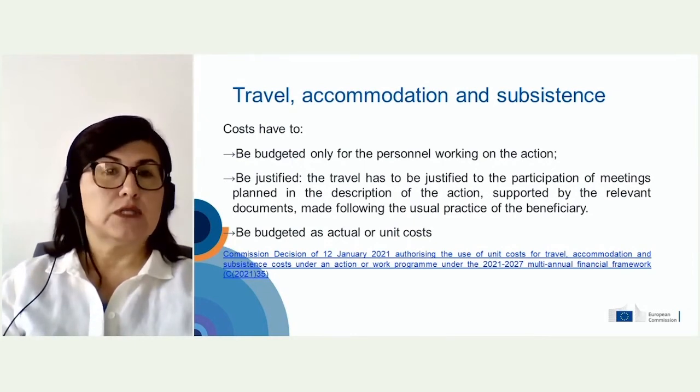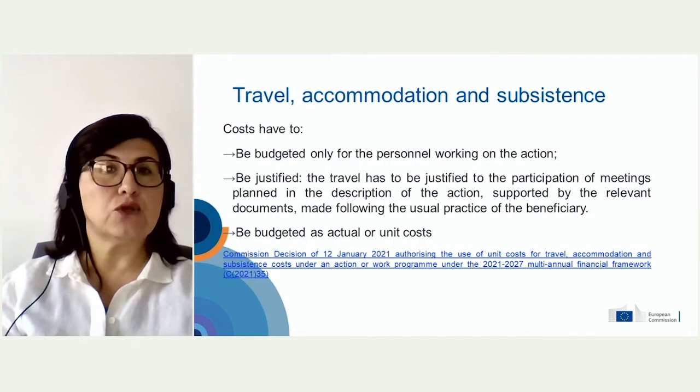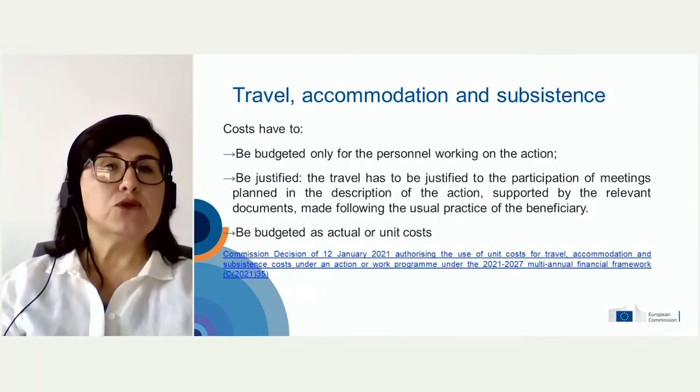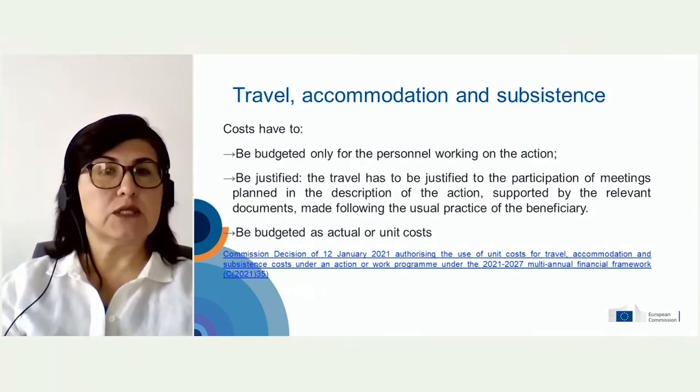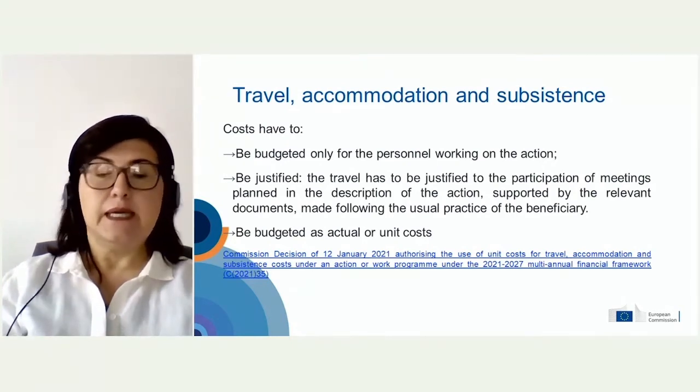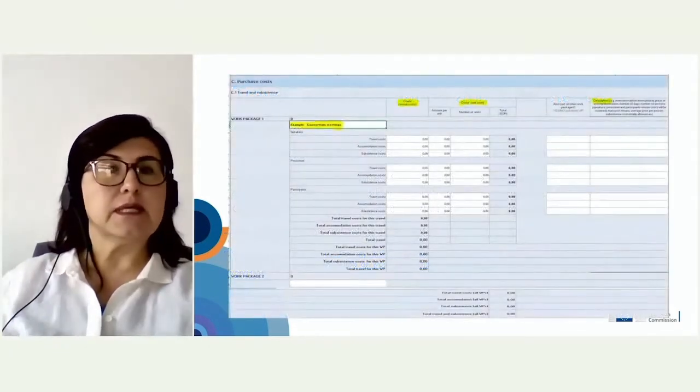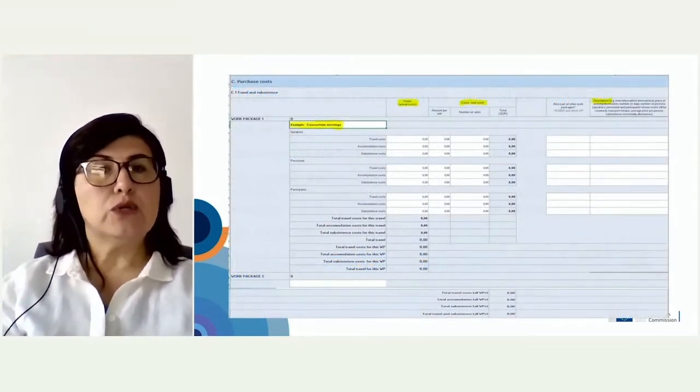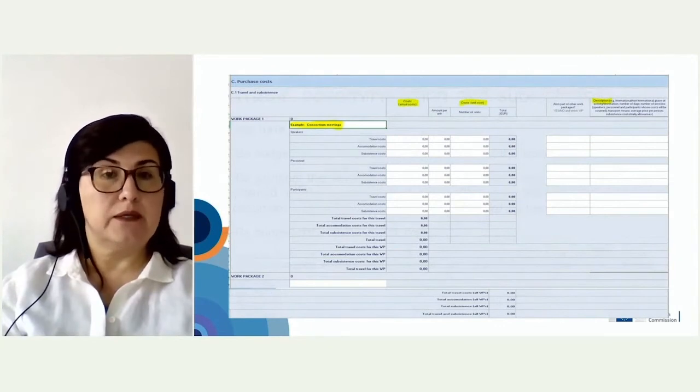And these costs have to be budgeted based on your usual practice. So you make estimations on the basis of previous travels that you have made for your organization, but you can also choose to budget this cost on the basis of the amounts set in the Commission decision of 2021. In this case, you will see that in the detailed budget table, you can choose where to include these costs.